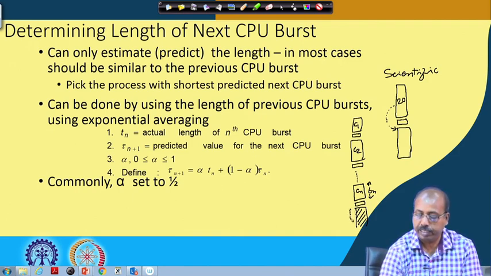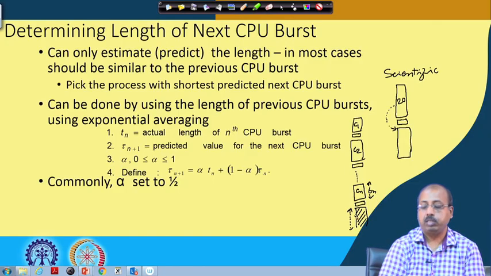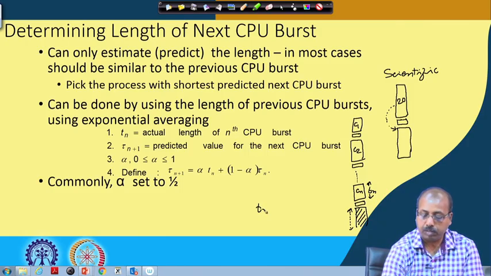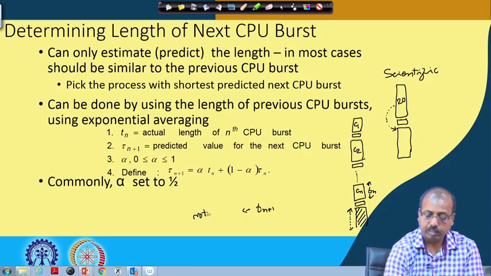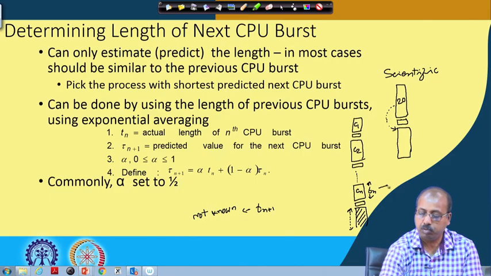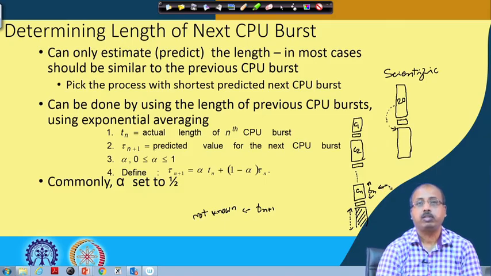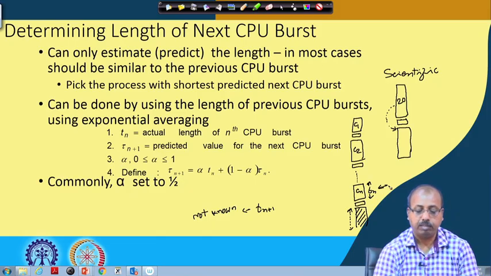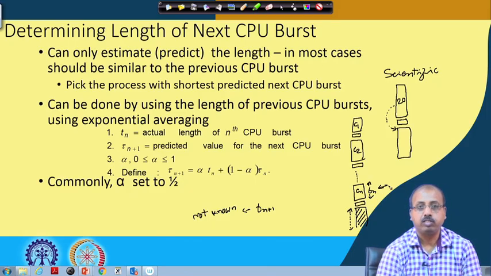So, this is our prediction. This is not the actual one. Until and unless the CPU is given to the process for execution, we cannot know the value of T n plus 1. This is not known. But the previous value T n is known, because when the CPU was given to the process last time, we know how long it used it. So, that value is the T n value. That value is known, but T n plus 1 is not known.